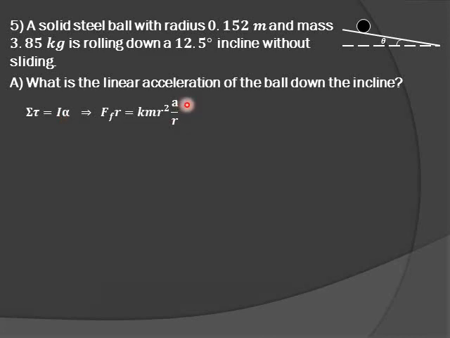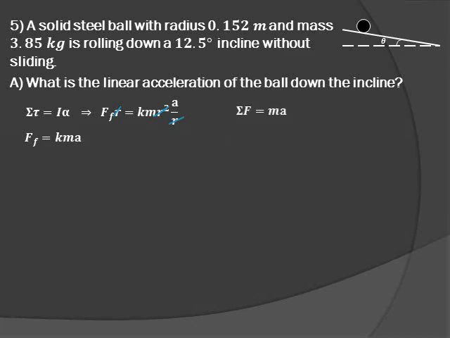And the linear acceleration is actually what we're trying to get at. Remember, the k value for a solid sphere, for a solid ball, is going to be 2/5. So we're going to plug that in a little bit later. All right, so the radius here is going to cancel from the bottom to the top, and then the radius on each side is also going to cancel. So that gives us our force of friction is going to be equal to k times mass times acceleration.